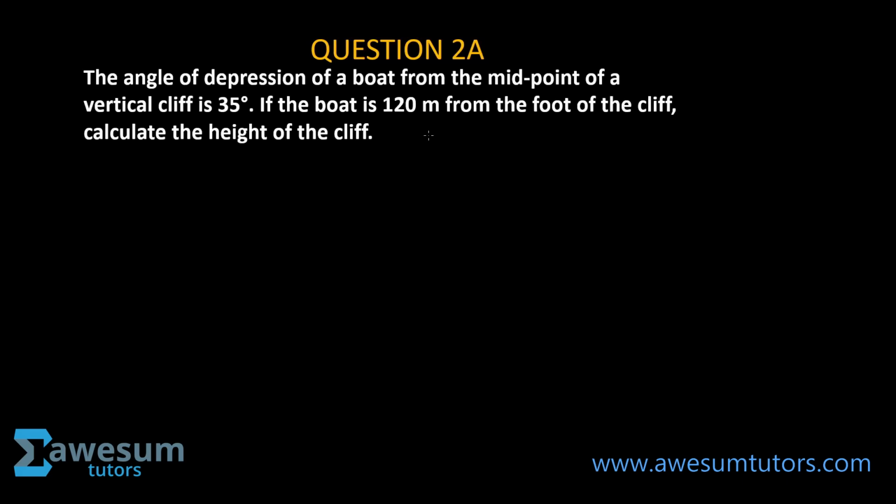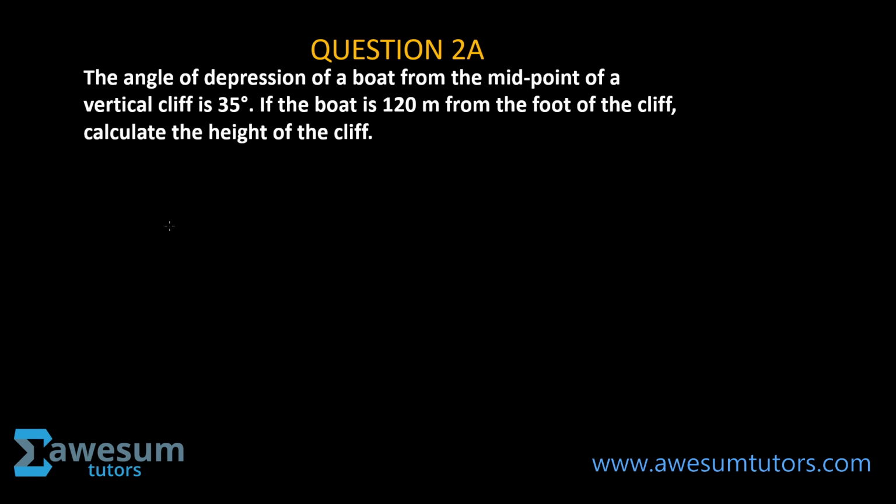Hi everyone. Today we're going to be looking at question 2A of the WASSCE 2010 May-June General Mathematics past question. The question says the angle of depression of a boat from the midpoint of a vertical cliff is 35 degrees. If the boat is 120 meters from the foot of the cliff, calculate the height of the cliff.